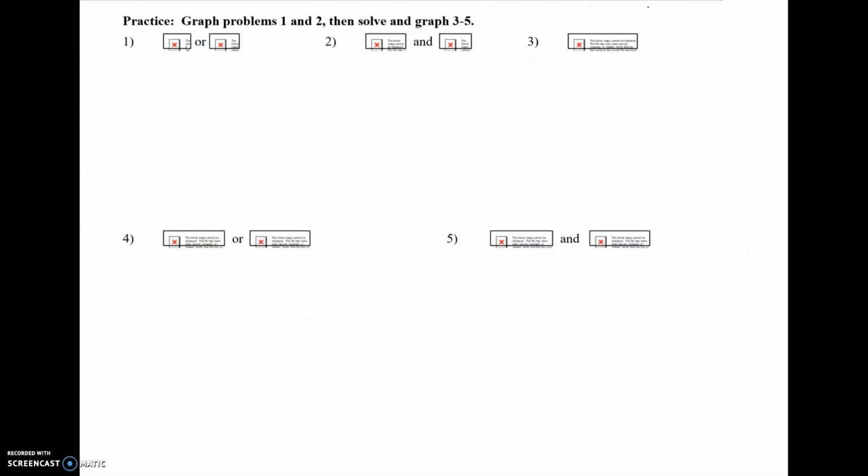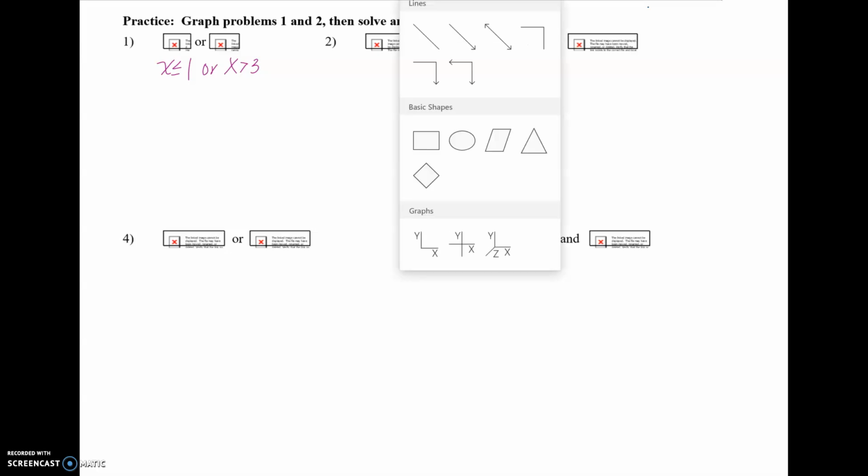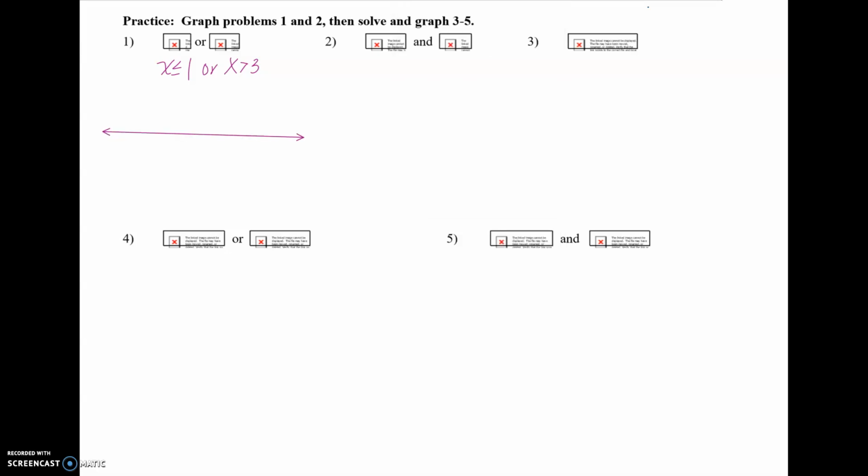Okay, it looks like these problems didn't come through either. So let me write those out. It should be in number 1, x is less than or equal to 1, or x is greater than 3. So it says in problems 1 and 2, graph. And then 3, 4, and 5 solve and then graph. So this is just like we had been doing on the front page.